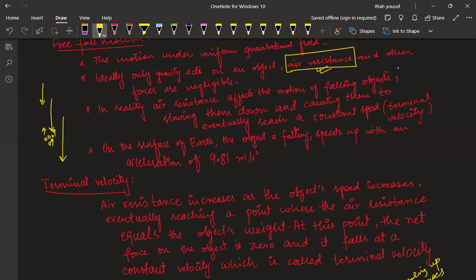And what do you think? Does it make it slow down, or does it not have any impact on its motion? The more air particles, the more it tries to get slowed down. Yes. So in reality, air resistance affects the motion of falling objects, slowing them down and causing them to eventually reach a constant speed. So the time comes when the speed becomes constant.